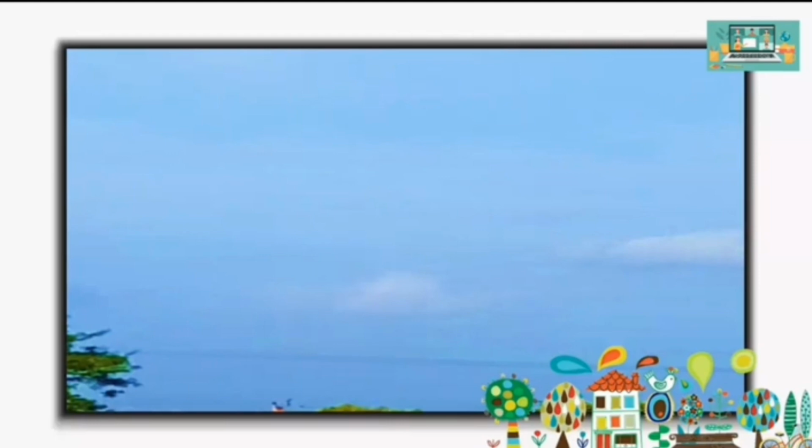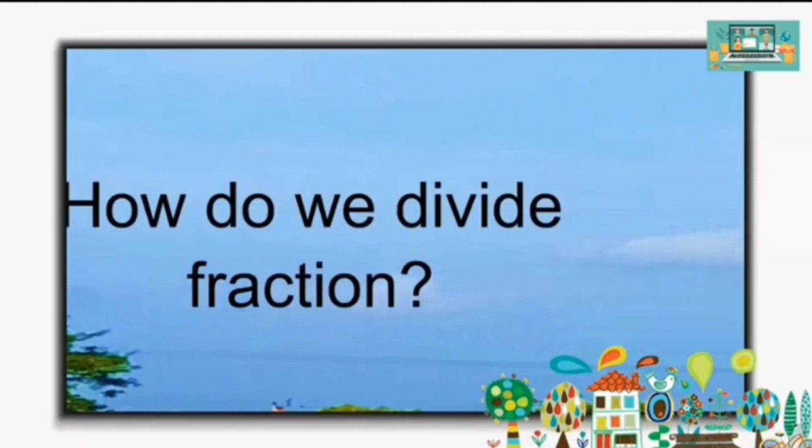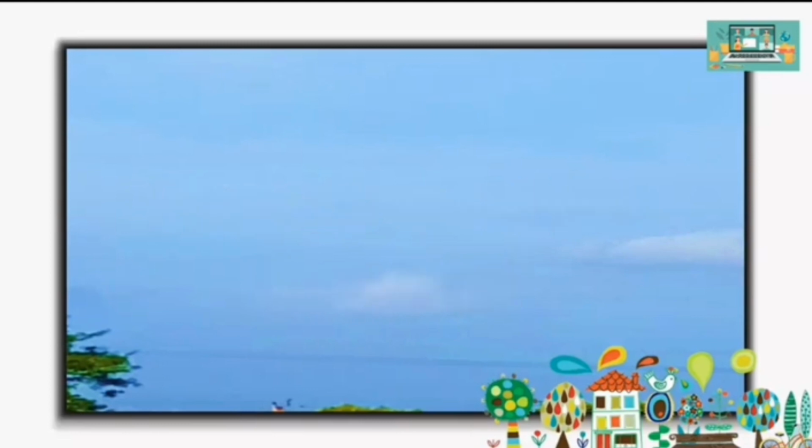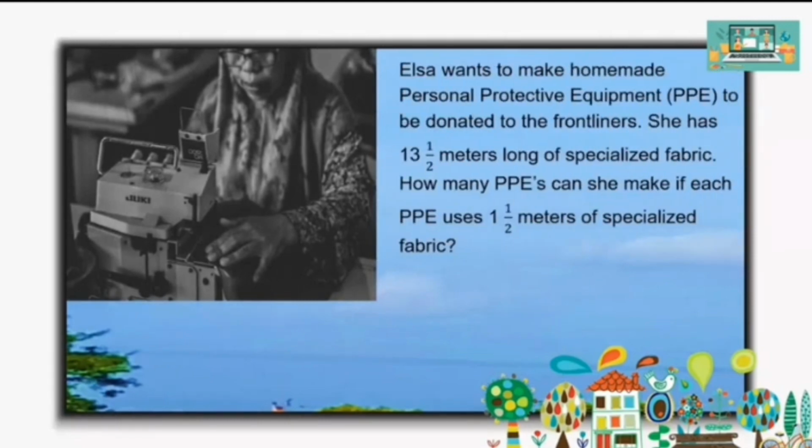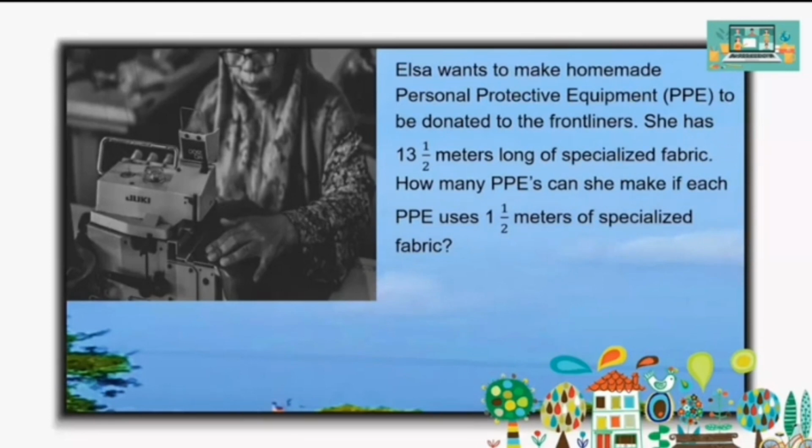Now, grade 6, let's check if you still remember how to divide fractions. How do we divide fractions? Okay, grade 6, let's meet Elsa, a dressmaker. We will help her to solve a problem. Elsa wants to make homemade personal protective equipment to be donated to the frontliners. She has 13 and 1/2 meters of specialized fabric. How many PPEs can she make if each PPE uses 1 and 1/2 meters of specialized fabric? To solve the problem, we will divide 13 and 1/2 by 1 and 1/2 by following certain steps.